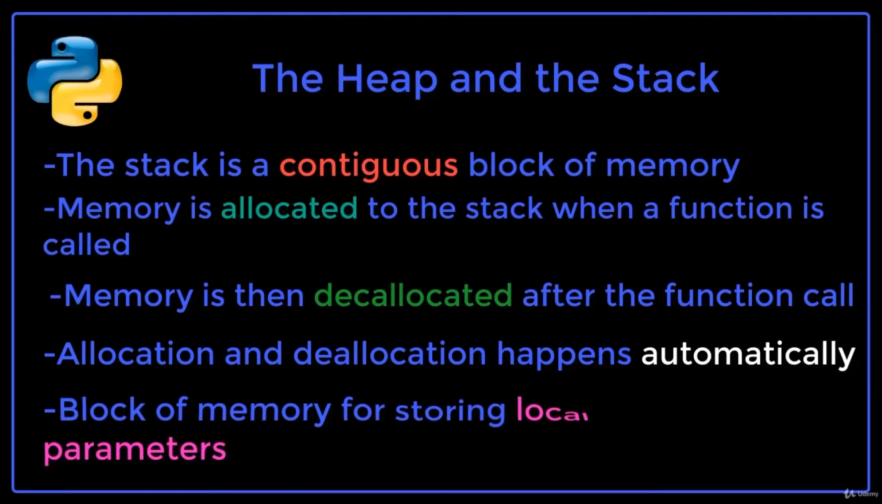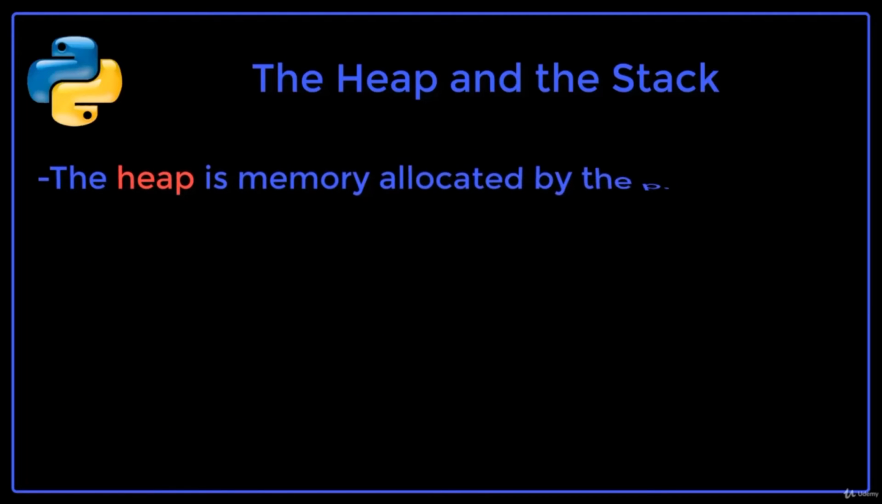The stack is a block of memory for storing local variables and parameters. It grows and shrinks as a function is entered and exited. The heap is memory that is allocated explicitly by programmers. It is basically a pile of memory space available for programmers to allocate and deallocate.